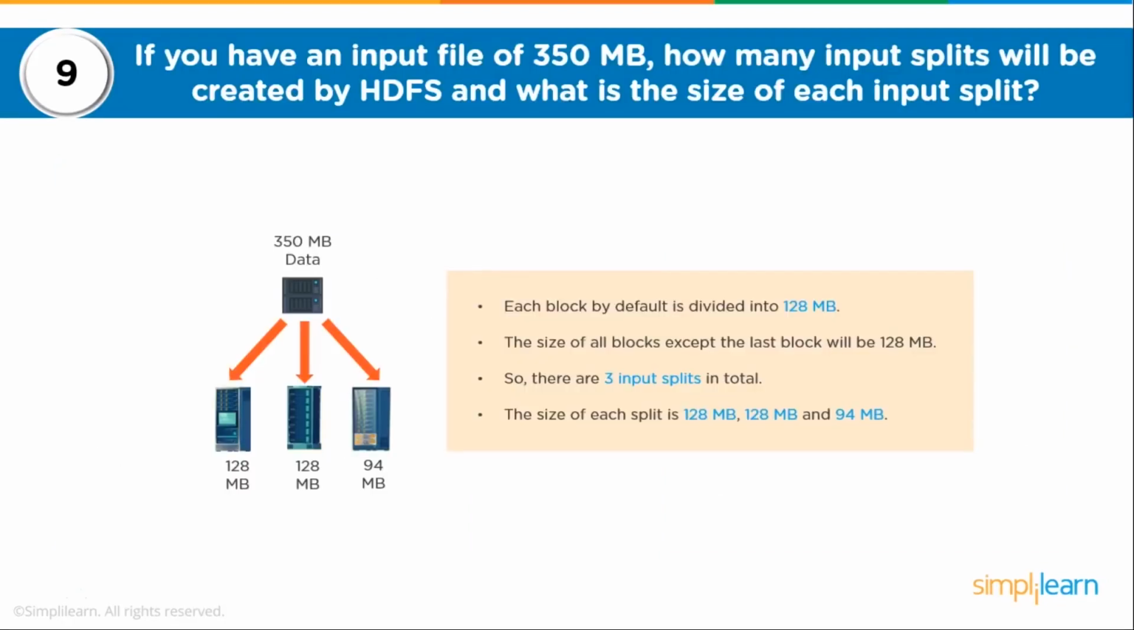Now let's look at some logical questions here. If you have an input file of 350 MB, which is obviously bigger than 128 MB, how many input splits would be created by HDFS? And what would be the size of each input split? For this, you need to remember that by default, the block size is 128 MB. Now that's customizable. If your environment has a larger number of big files written on average, then obviously you have to go for a bigger block size.